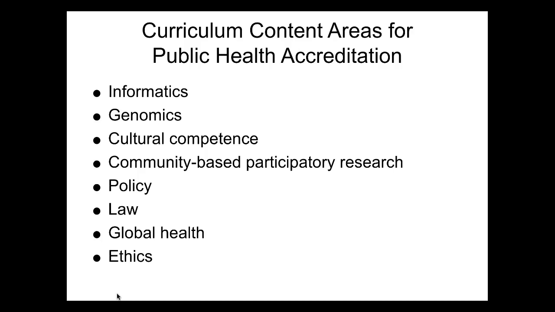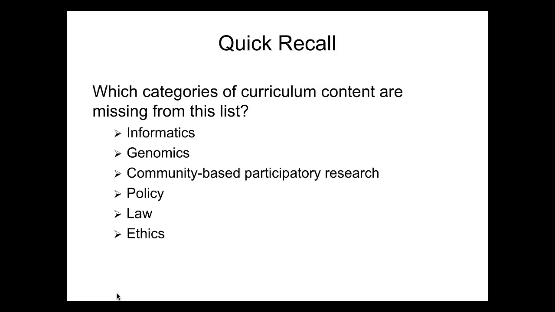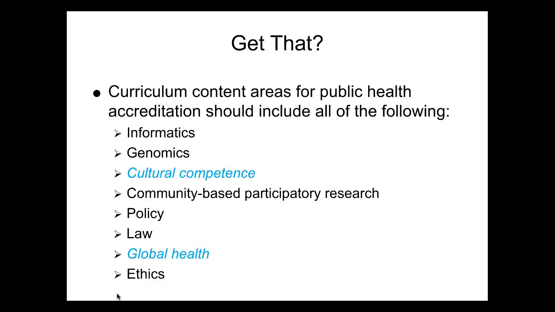So the competencies for the curriculum: we look at informatics, how to use data; genomics, so really looking into health histories and genetics to assess risk; cultural competence; community-based participatory research, so Google community-based studies. There's going to be a lot of information; policy, law, global health, and ethics. So which categories of curriculum content are missing from this list? So you see informatics, genomics, community-based participatory research, policy, law, ethics. So what else is missing here? Cultural competence and global health.